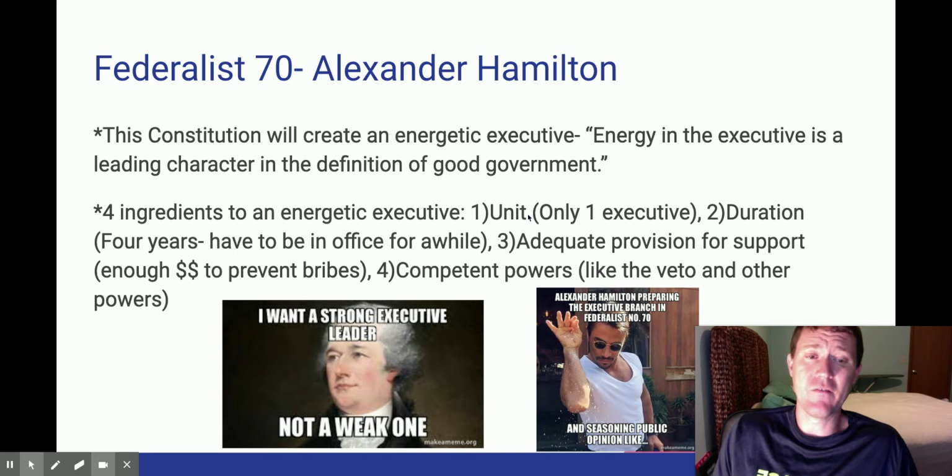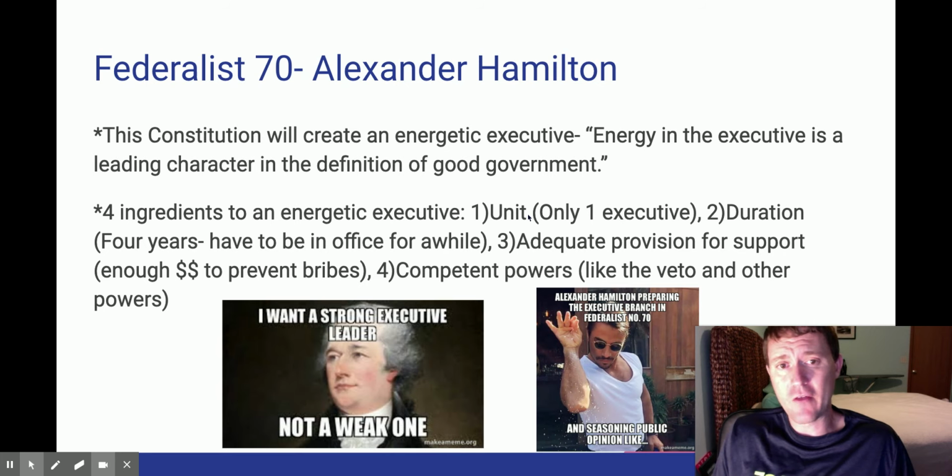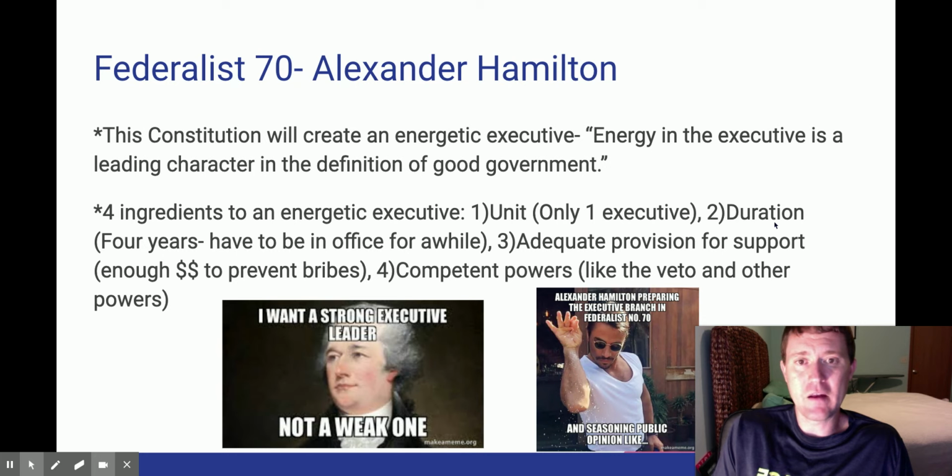One executive. If you have more than one executive, they're all going to blame each other. No one's going to take responsibility. One executive, unity. Second, duration. They have to be there for a period of time so they're established. They can enact policy. They can have some authority. Duration. In the Constitution, that's 4 years.